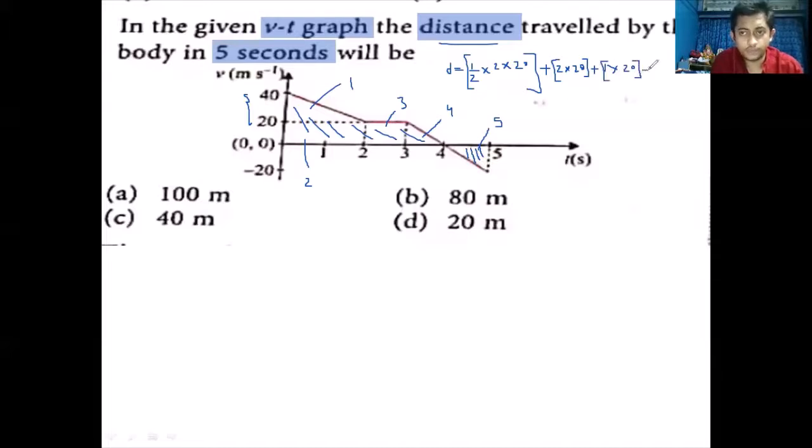Moving on to the fourth shape. That is a triangle, half into base into height. So half into base is 1, because 4 minus 3 is 1, into height, which is 20. So that is the fourth shape. Moving on to the next shape, that is the fifth shape.